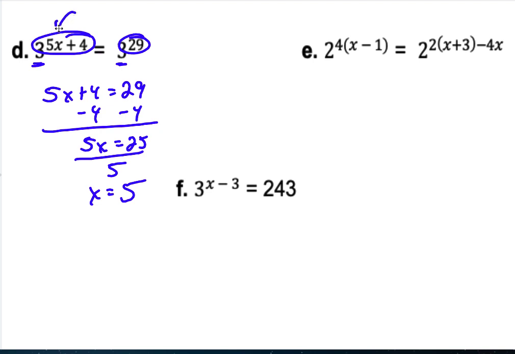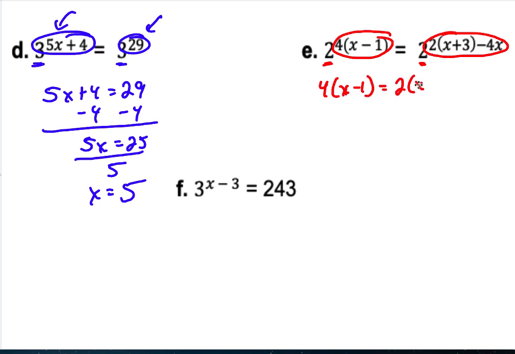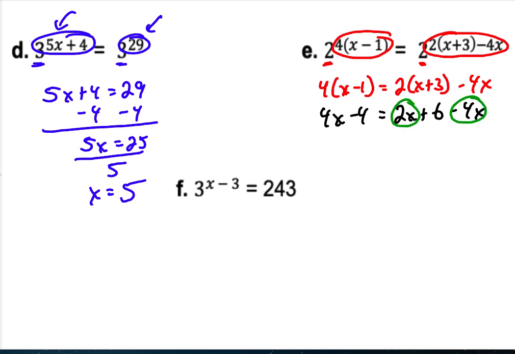If I were to plug it back in for x, 5 times 5 is 25, plus 4 is 29. All right, next one's a little bit more complicated, but we have the same bases, so we can focus solely on the exponents. So we have 4 to the x minus 1st power is equal to 2 times x plus 3 minus 4x. So we've got some distributive property, some combining like terms. So I get 4x minus 4 is equal to 2x plus 6 minus 4x. Combine those like terms, and I get negative 2x plus 6.